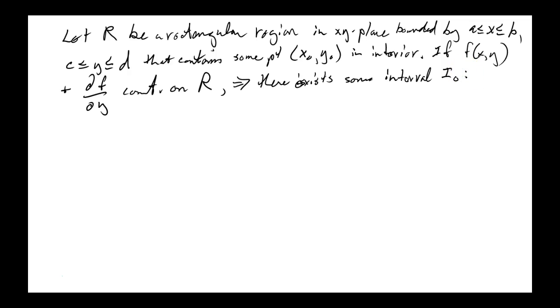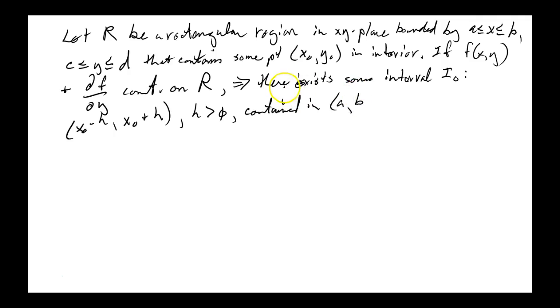I'm going to write it on the line below. It's between x sub 0 minus h and x sub 0 plus h, okay? For h some positive number. Could be an extremely small positive number, it doesn't matter. Contained in AB, now remember AB is a closed interval because of these equal signs there, okay?